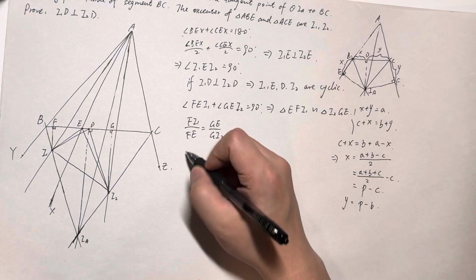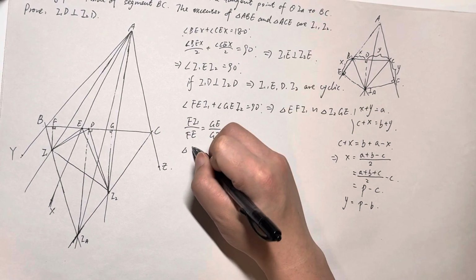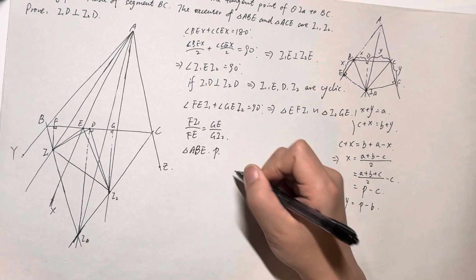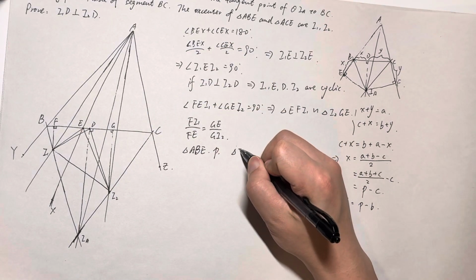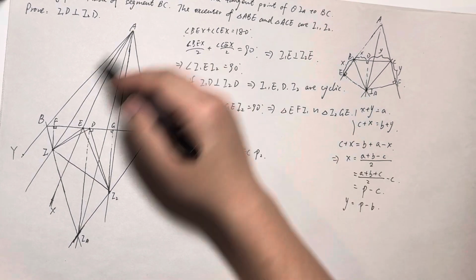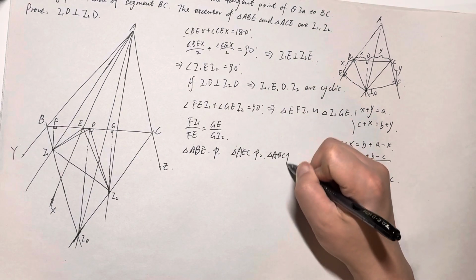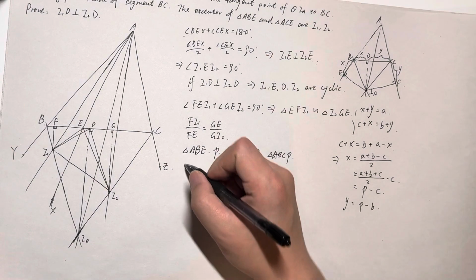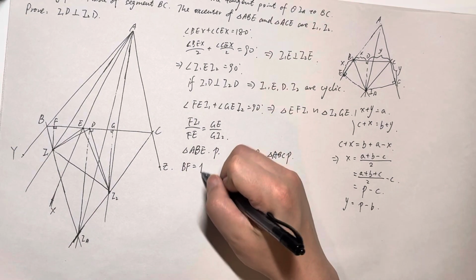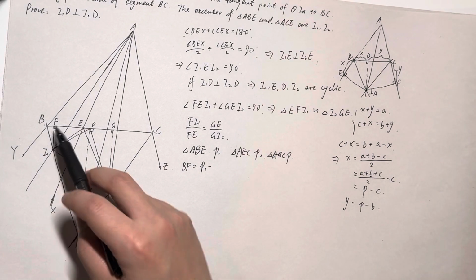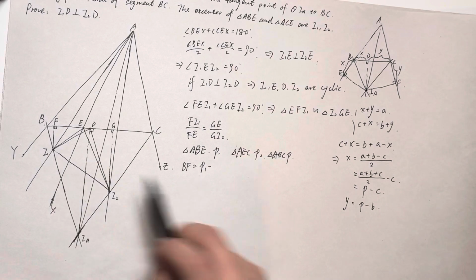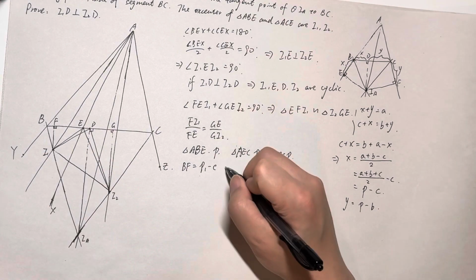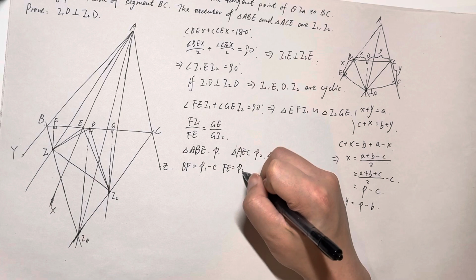So for here, if we assume triangle ABE, the parameter of the triangle ABE is P1, and the parameter of triangle AEC is P2, and the parameter of the triangle ABC is P, right? Then we can write down all of these segments like this. BF equals P1 minus AB, right? AB is C. That is BF.